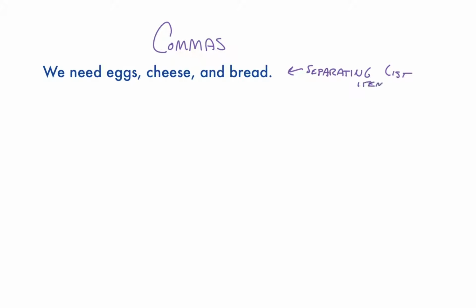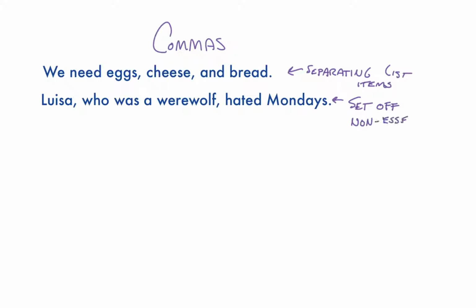Let's turn to commas. So commas have a lot of functions. They can separate list items, as in, we need eggs, cheese, and bread. They can set off non-essential elements, as in, Louisa, who was a werewolf, hated Mondays. The core of the sentence here is, Louisa hated Mondays. Louisa is the subject and hated is the main verb, right? Who was a werewolf describes Louisa, but it's not essential to this being a complete sentence.